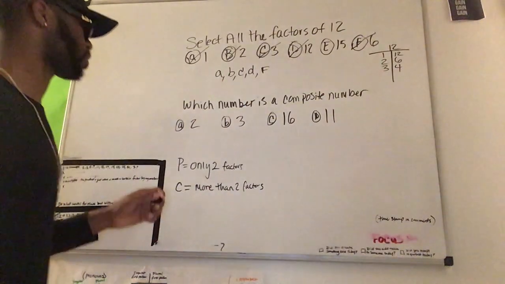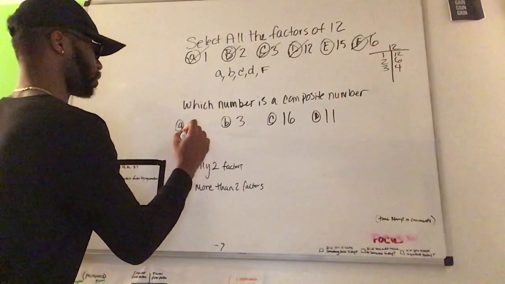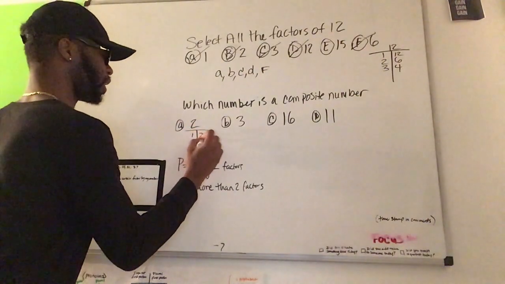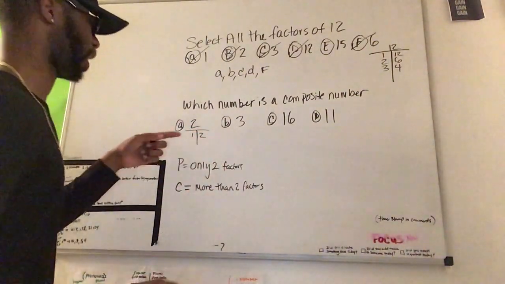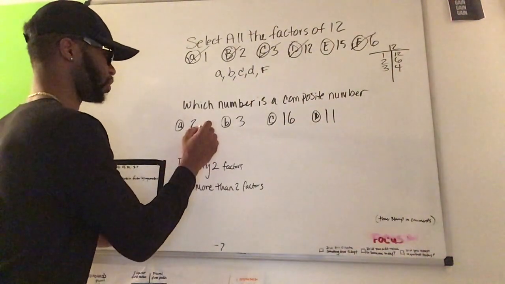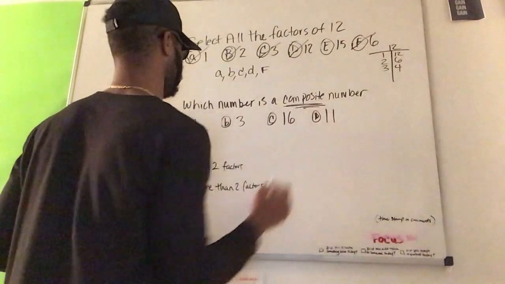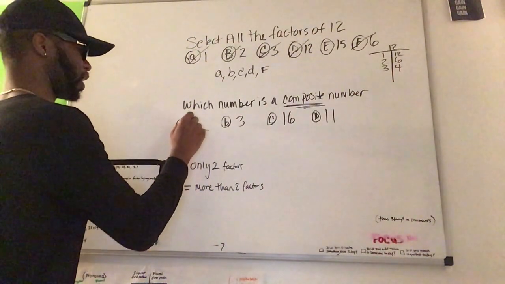So for the number 2, is it two factors or more than two factors? 1 times 2, that's all I can do. I can't do 2 times something, so I only have two factors. That lets me know that this is a prime. They're looking for composite. Let me circle composite so I don't forget. That's a prime, so that's not an answer.